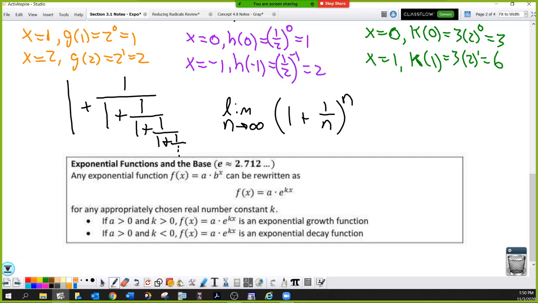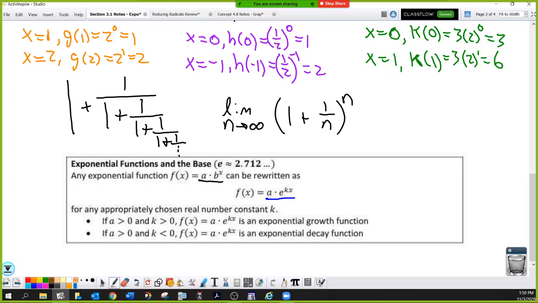E is known as the natural exponential base. And since it is a number, we can use it as an exponential base. That means we can graph e to the x, which you did in Algebra 2 Honors. Notice we're taking our a times b to the x and we're replacing it with a times e to the kx. Whoa, whoa, whoa, there's a new letter.